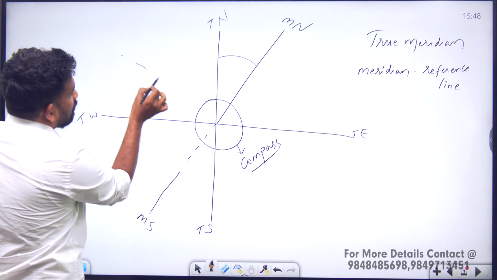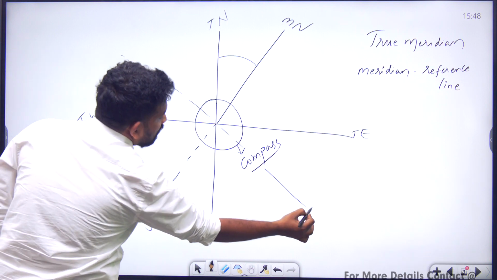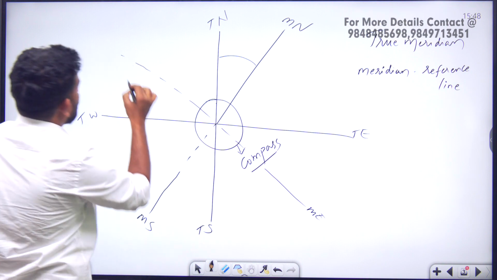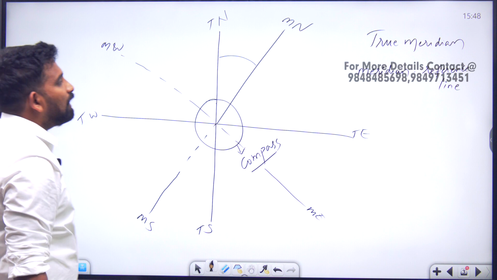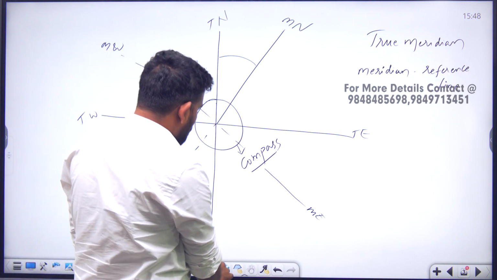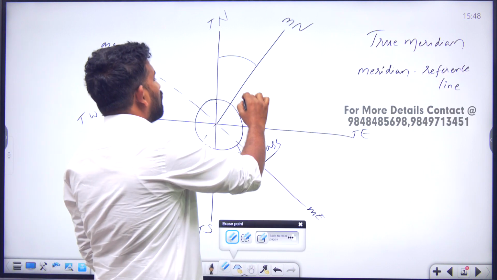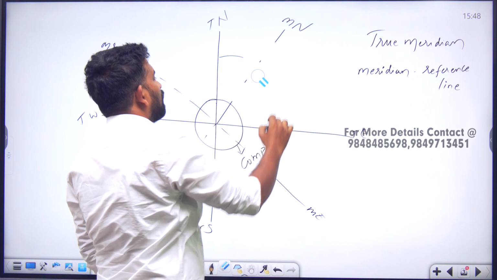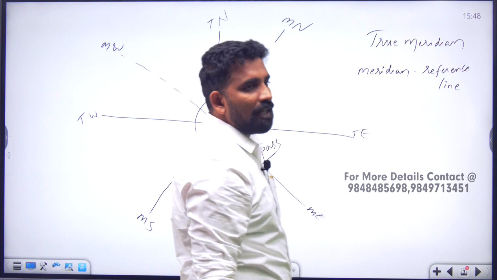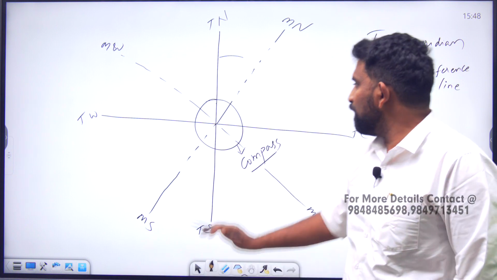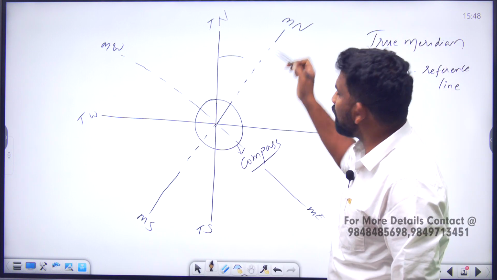This is your magnetic east and this is your magnetic south. Sorry, this is your magnetic west. So what are these dotted lines? These dotted lines are nothing but the magnetic directions. If I place a compass here, that compass will show this direction.